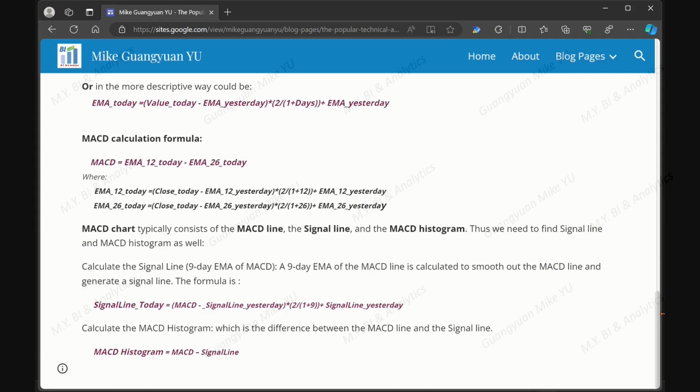From the calculation formula, we see that the previous EMA is referenced in the current EMA calculation, which means we have a circular reference in our calculation. For such a case, usually applying programming language code to create the calculation is an easy way. Thus, we may try to embed R scripts in Power BI Power Query to make the MACD calculation.